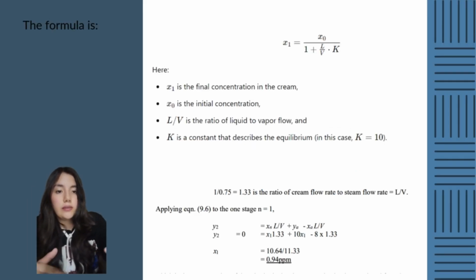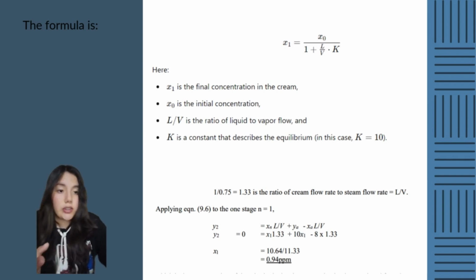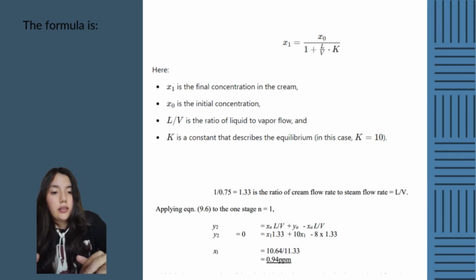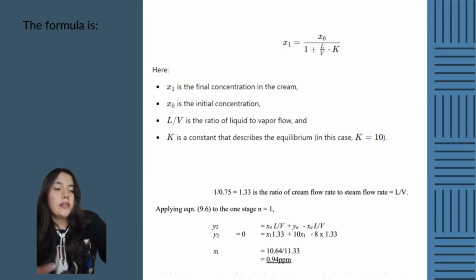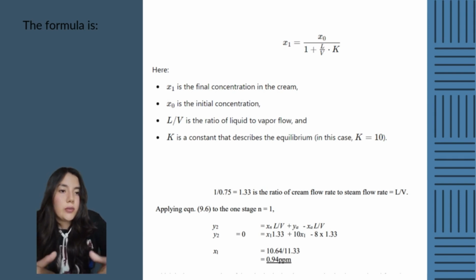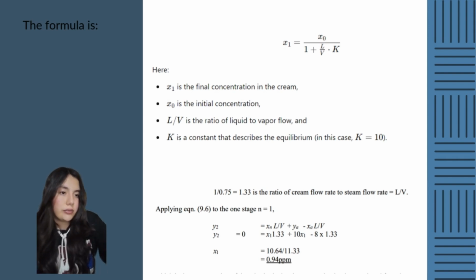In the formula, X1 is the concentration in the cream after the stage, and X0 is the initial concentration. L/V is the ratio of the liquid to the vapor flow, and K is the constant that describes the equilibrium. In this case, K is equal to 10. When we apply this formula with the example data, we find that the impurity concentration in the cream is reduced from 8 ppm to about 0.949 ppm after one stage. This shows how effective the process is at removing impurities.